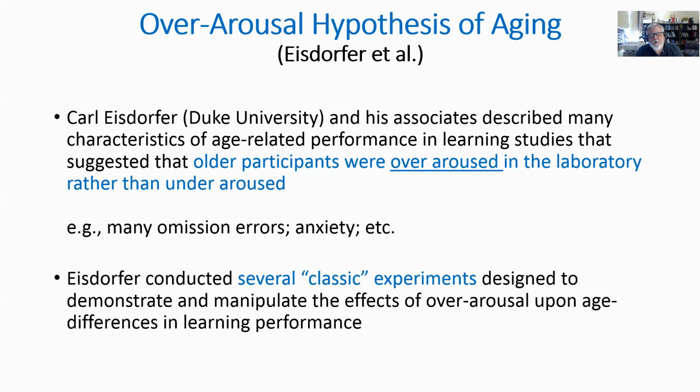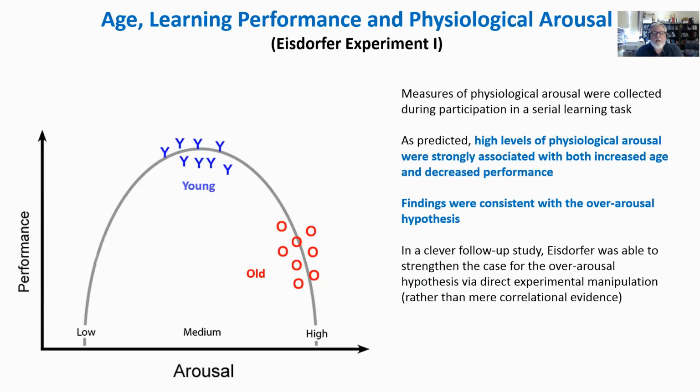So Eisdorfer conducted several classic experiments that were designed to demonstrate that indeed older people were over-aroused in learning situations, and that if you can manipulate or reduce that level of over-arousal, you might reduce the size of the age difference in learning performance. So let's look at a couple of the experiments that he conducted. Let's look at his first experiment.